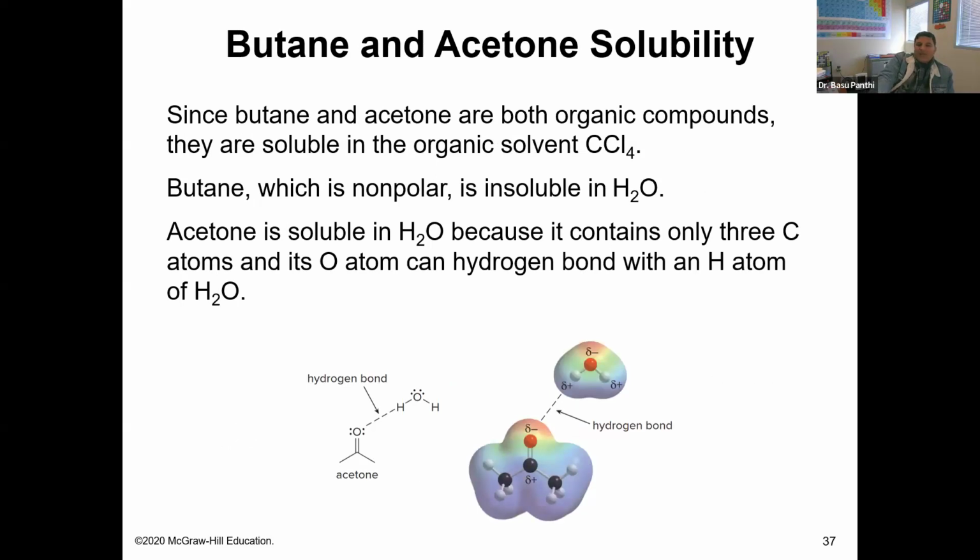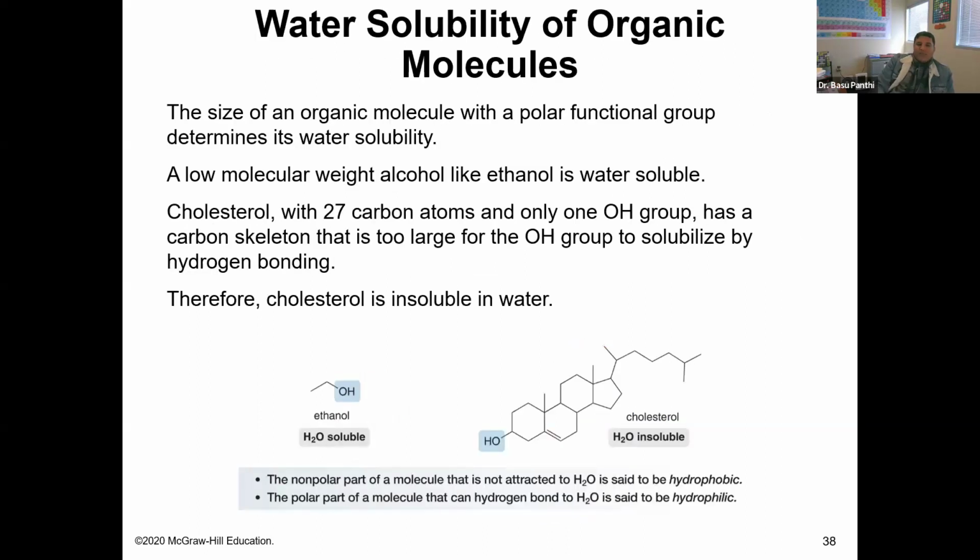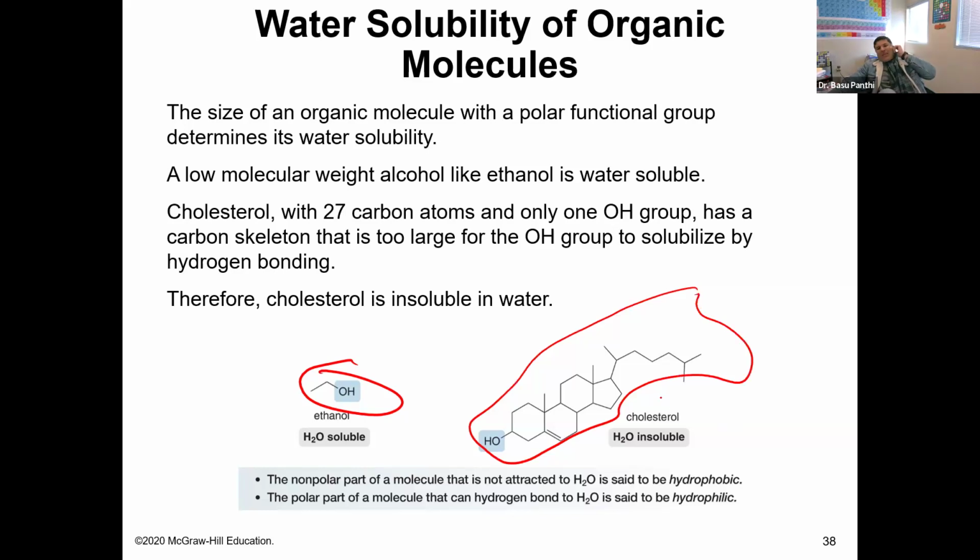If anything can form hydrogen bonding, of course, it is soluble in water. So here, alcohol, ethanol can form hydrogen bonding, so it is soluble in water, right? Cholesterol also has an OH group, but it has a bigger side, which is non-polar. Hydrophilic is water-loving or polar. Hydrophobic is non-polar. So this is the hydrophobic part. Overall, the other side is so big, with too many carbons, it is not soluble.